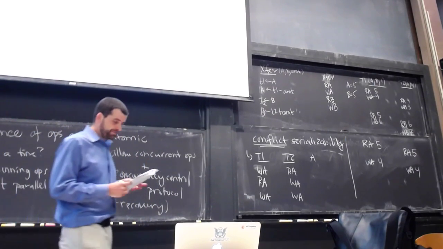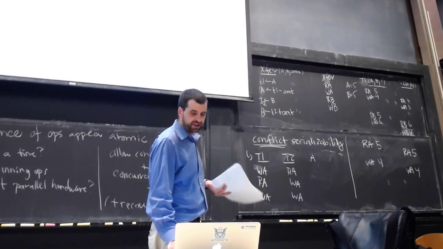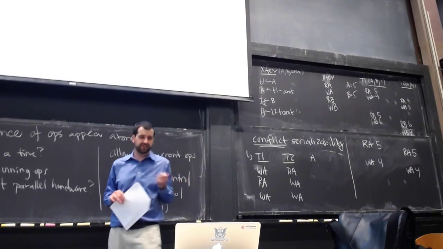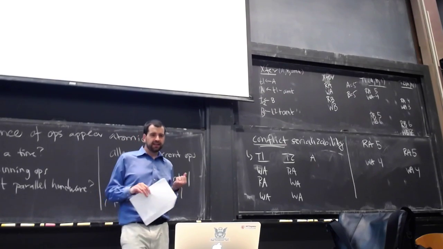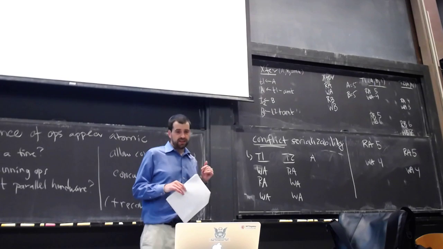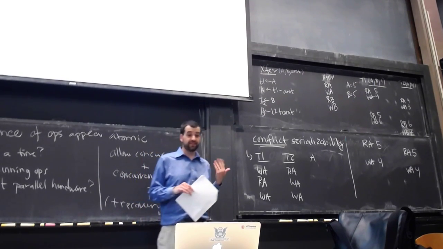All right. So then our definition of conflict serializability is as follows. We say a schedule is conflict serializable if we can take non-conflicting operations and swap them with each other in order to derive a schedule that is serial.